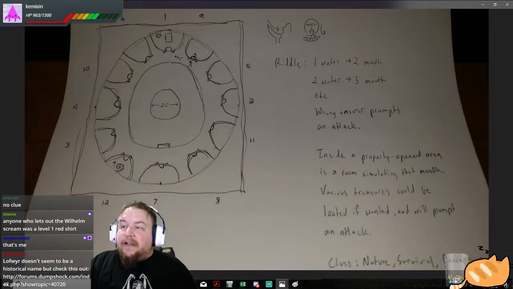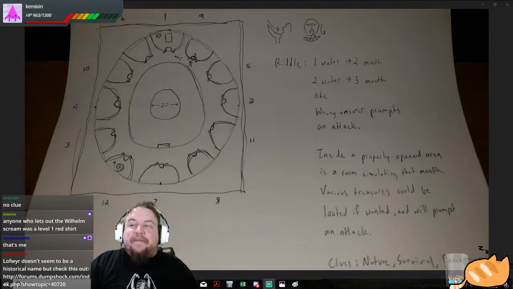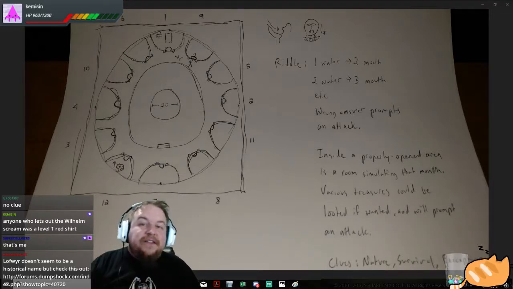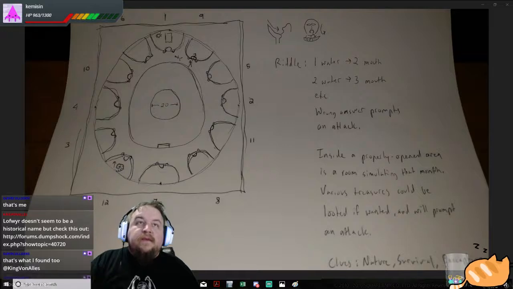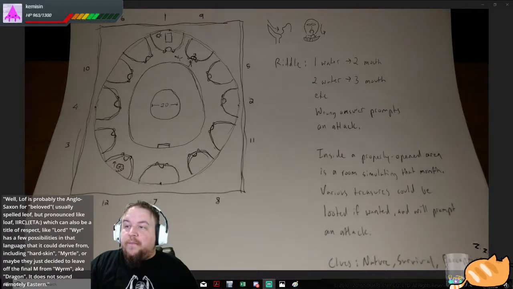Anyone who lets out the Wilhelm scream was a level 1 red shirt. Yeah, that's true, Chemist, and so that will help reinforce that the looters are just expendable. Oh, so King found perhaps an origin here. Very cool. So we explored the origin of static electricity and the name of a fantasy character.